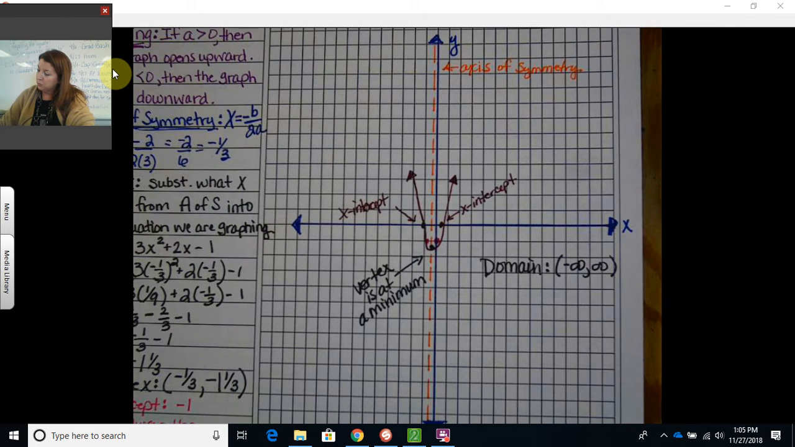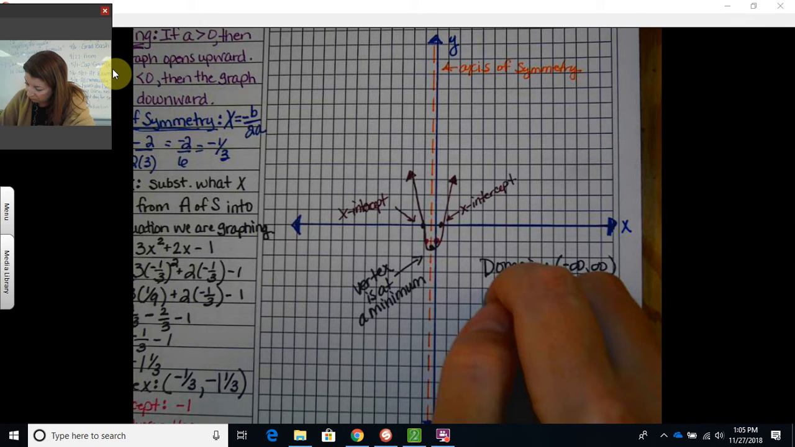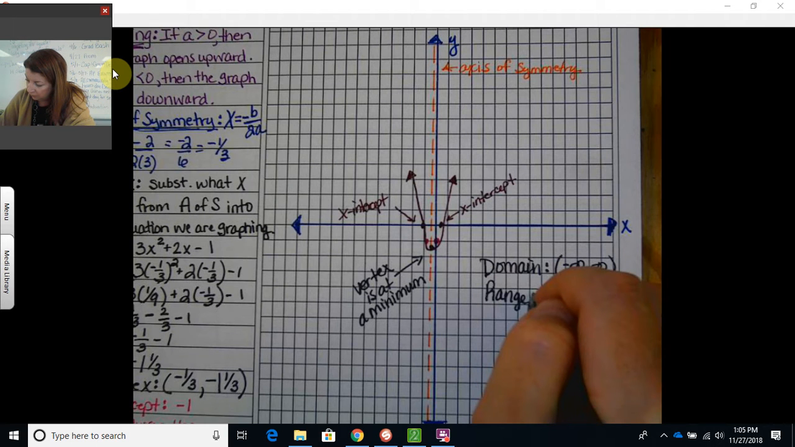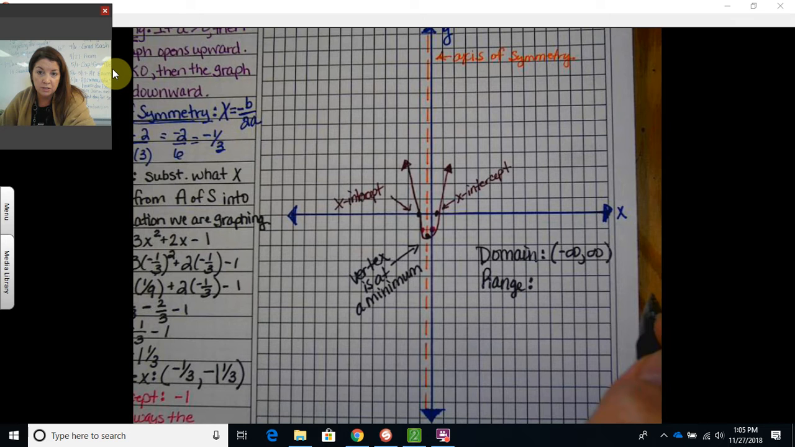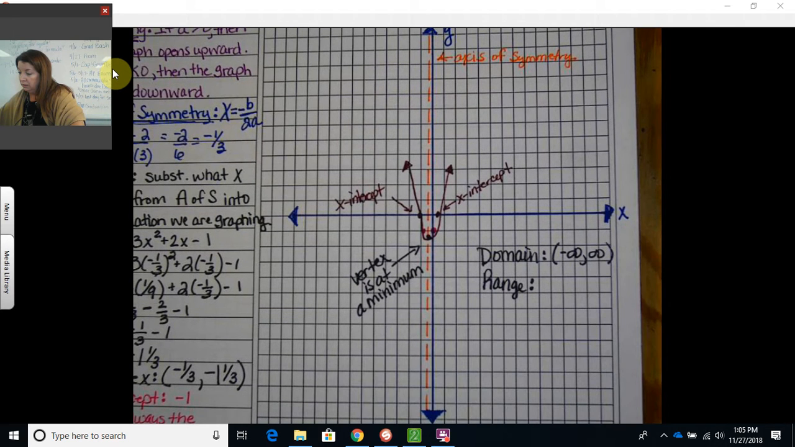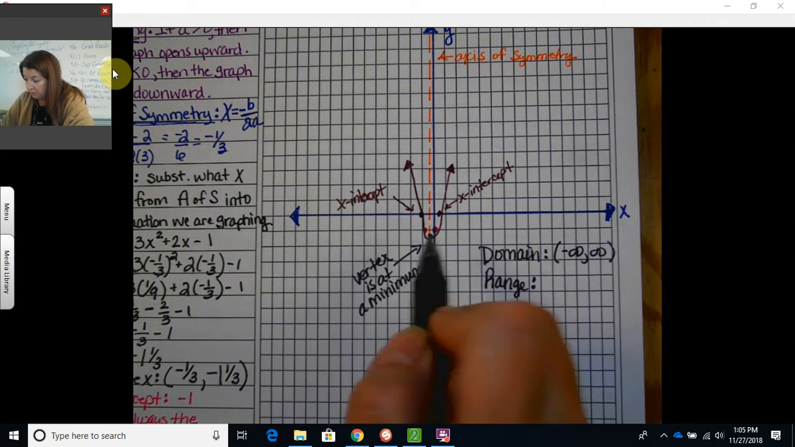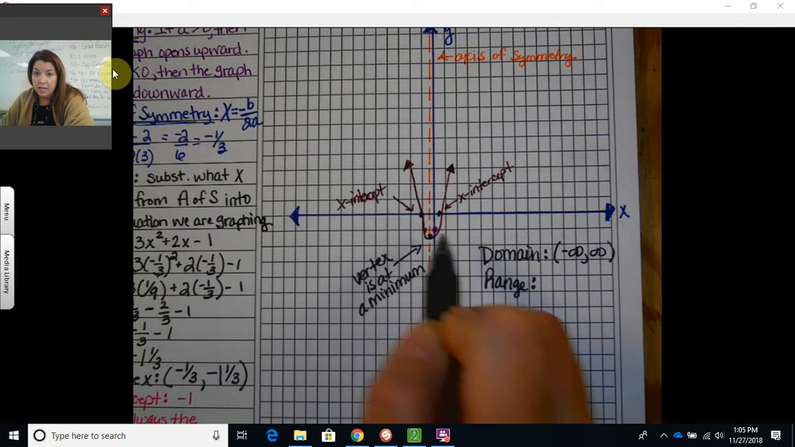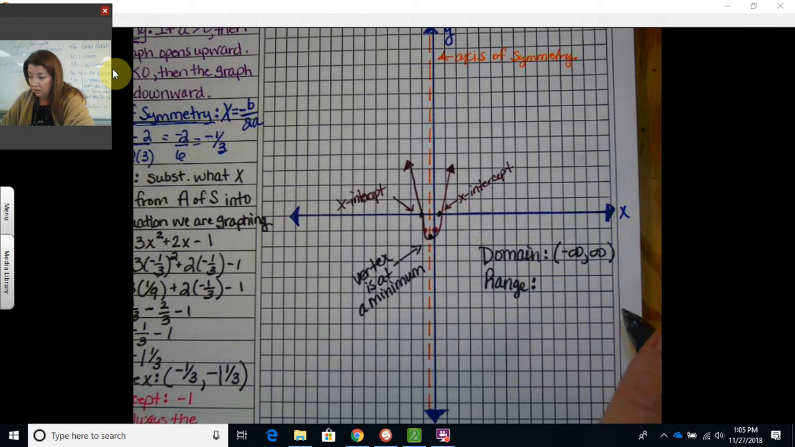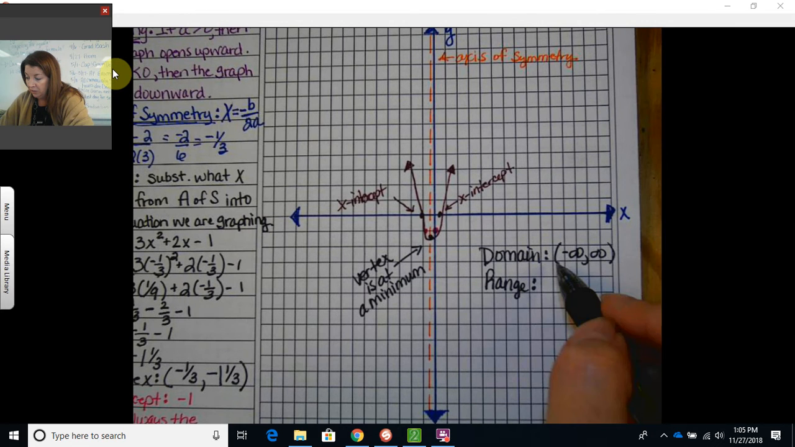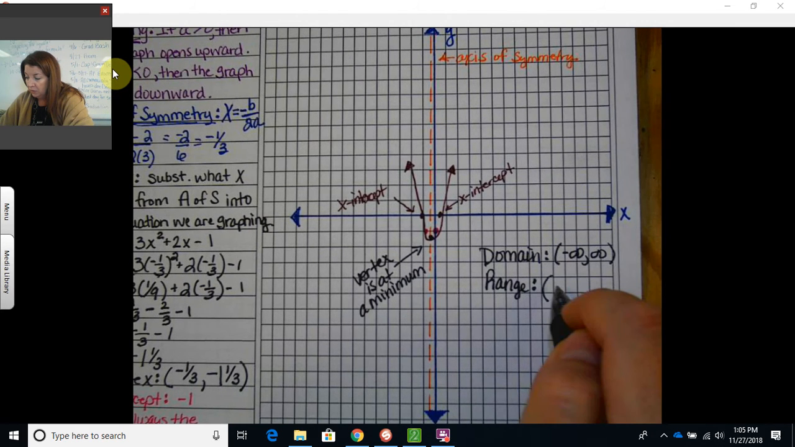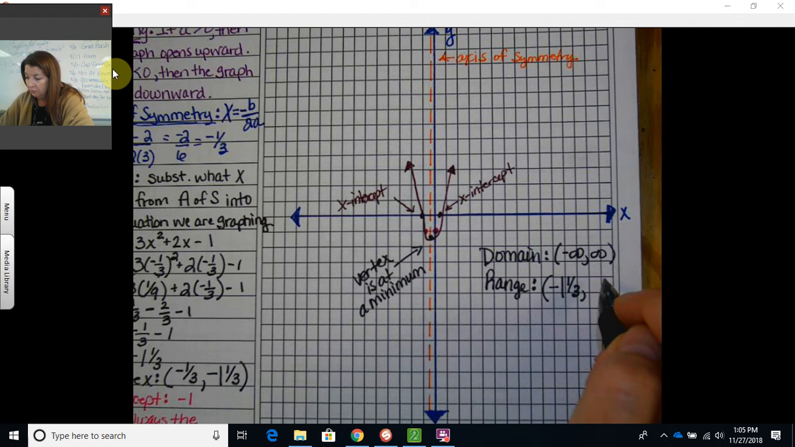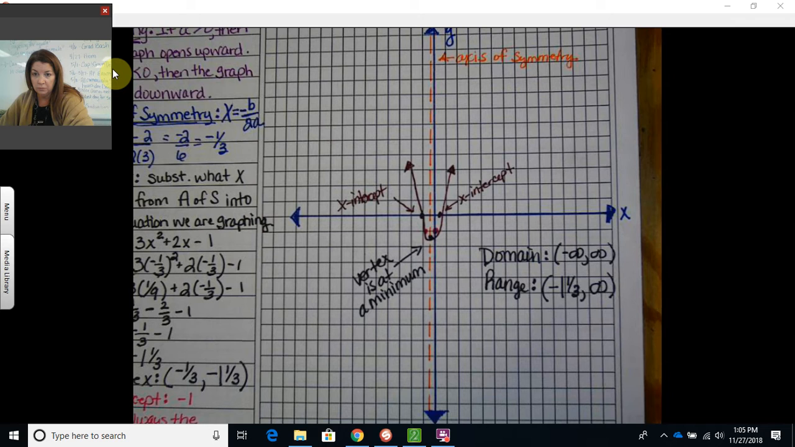And what's your range? Is your range greater than or equal to what? Negative 4/3 or negative 1 1/3. In interval notation, since I wrote the domain in interval notation, it would be from negative 1 1/3 all the way to where? Positive infinity.